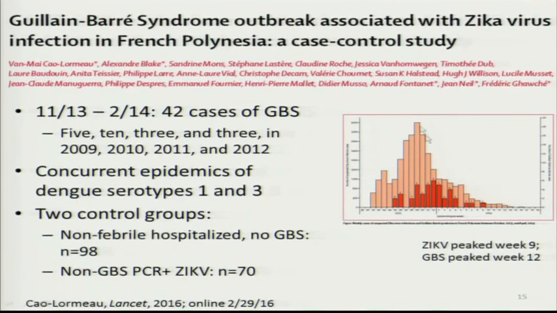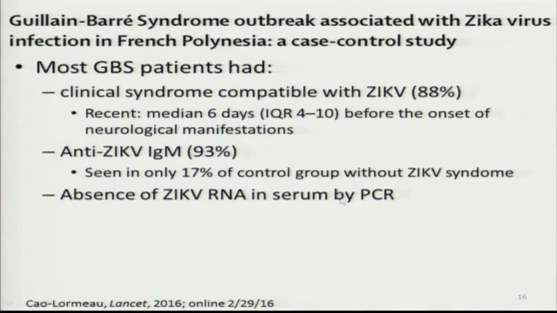This is the epidemic curve on the island. And you can see that the Zika peaked here at week 9 for an illness that is thought to be a post-virologic autoimmune type syndrome. Guillain-Barré should occur later, and it in fact did peak at week 12, the dark red cases here.